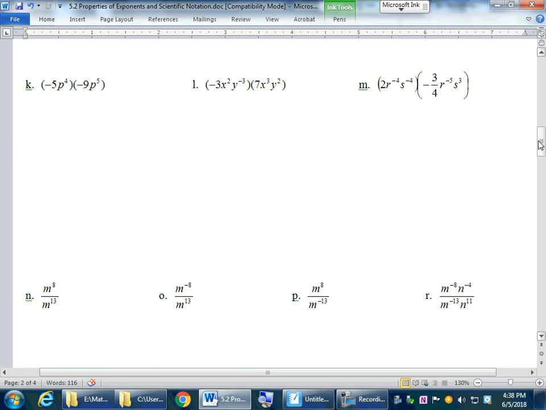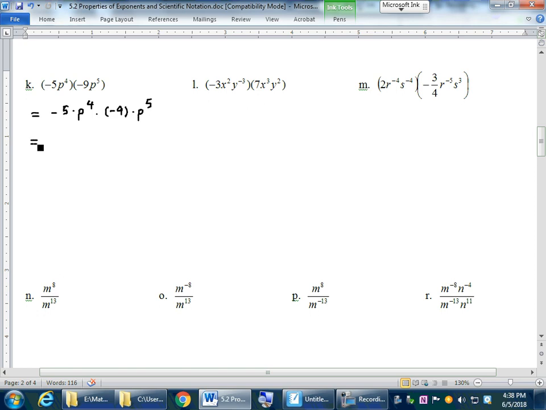Example K. So it's a monomial times another monomial. First, this is how we can look at it: negative 5 times p to the 4th, times negative 9 times p to the 5th power. And next time I will not split it out like this. This is the first example to help you recall. So next one, you can just multiply right away.